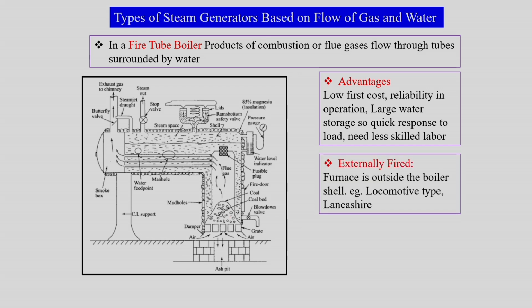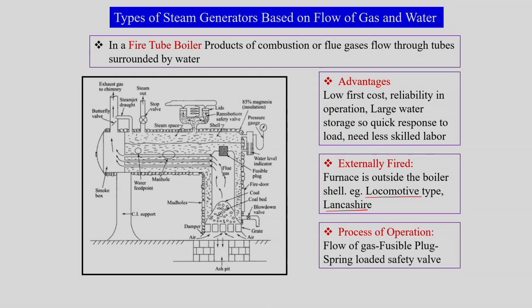But these fire tube boilers can be externally fired or internally fired. This type of boiler is called an externally fired boiler, where examples are the locomotive boiler or the Lancashire boiler. The fire, or the furnace, is outside the boiler shell. Such boilers are called externally fired boilers.